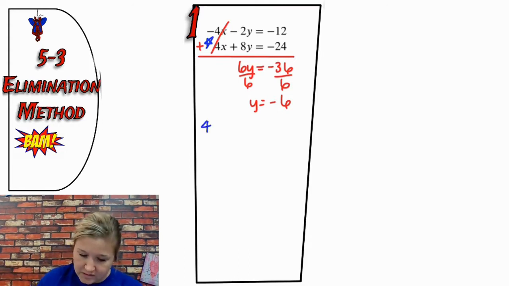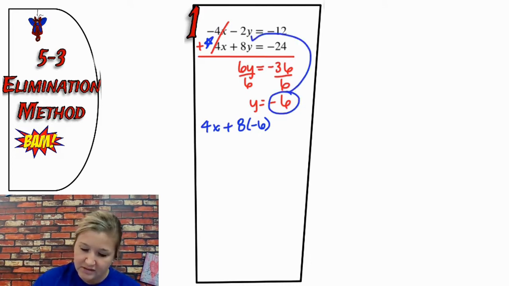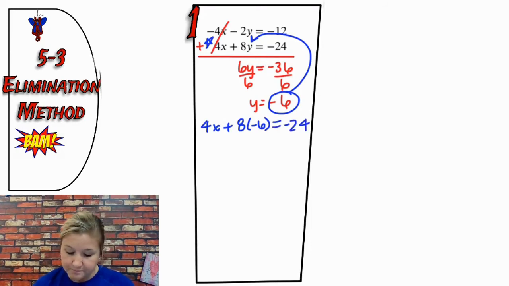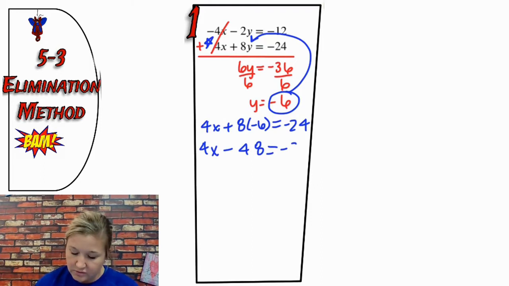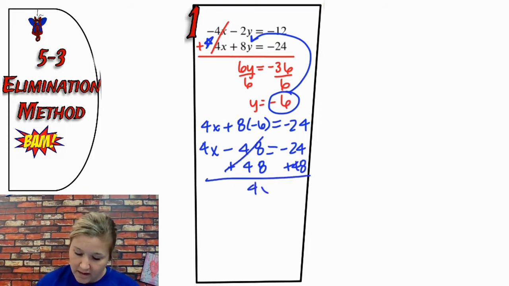So I have 4x plus 8 times negative 6. What I did is I took negative 6 and replaced it for y right there. That's going to be equal to negative 24. And then I will simplify. So this is 4x, and this makes a negative 48 is equal to negative 24. So I'll add 48 to each side. And so 4x is going to be equal to 24. Divide each by 4, and x is equal to 6.